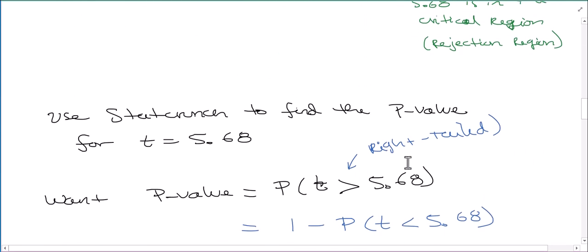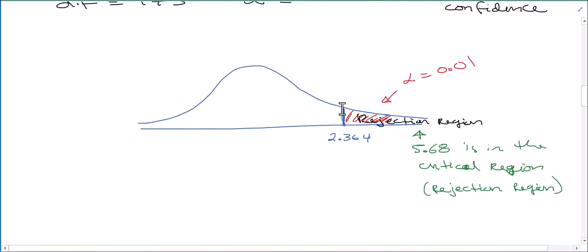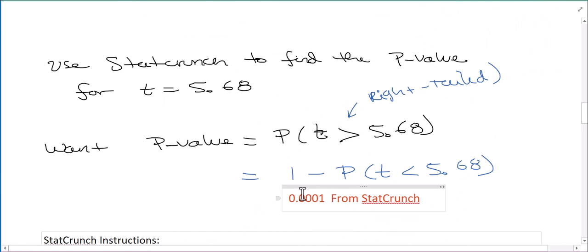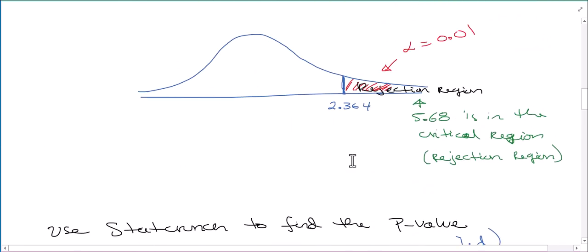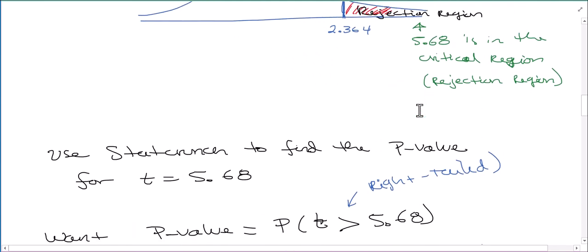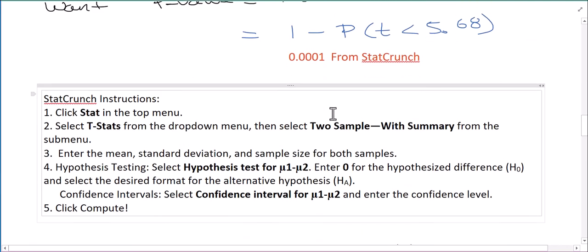And when you're talking about p-value, 0.01 is the area here. When you get a p-value which is smaller than alpha, that means the area is contained within the rejection region, the critical region, and so you reject the null as well.